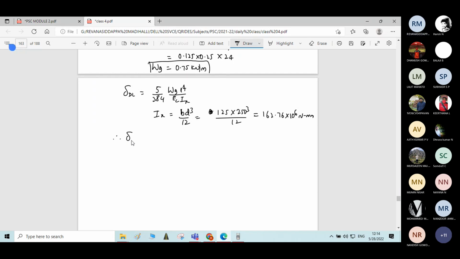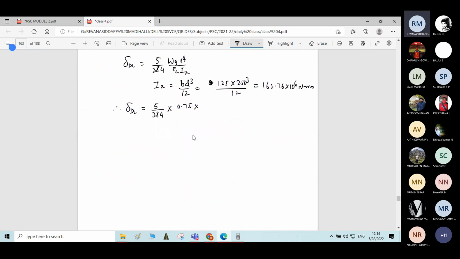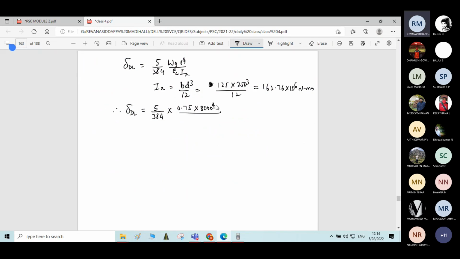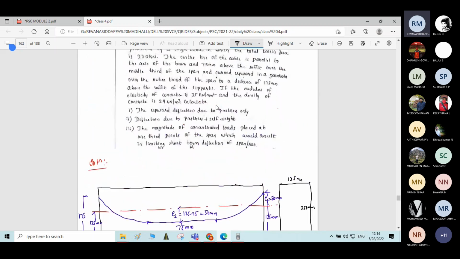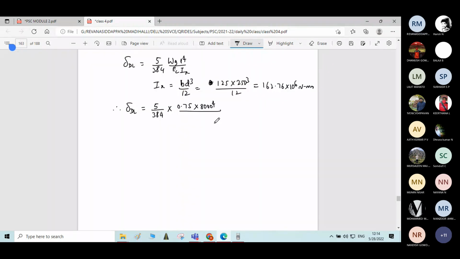Therefore, DL is equal to 5 by 384 into Wg. In terms of Newton per millimeter, it is 0.75 only. So 0.75 into the length of the beam, 8,000 raised to 4, divided by EC. EC is given in the problem as 35 kilonewton per mm square.